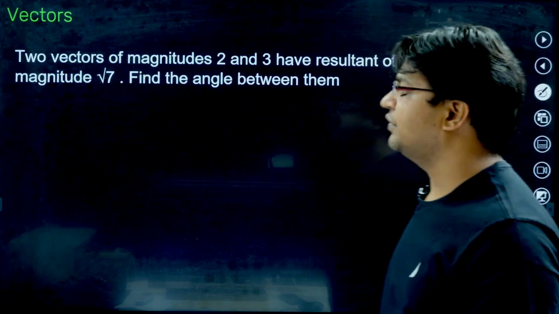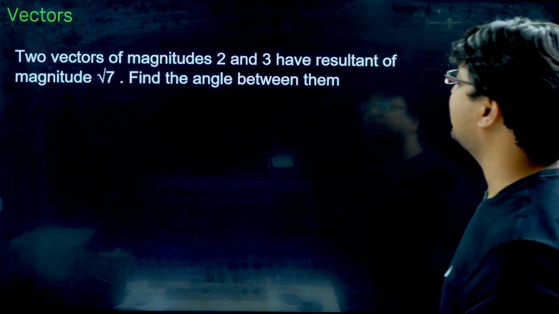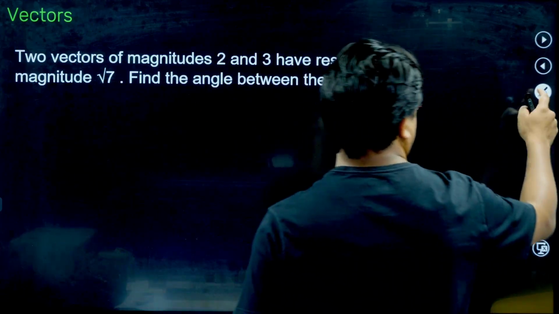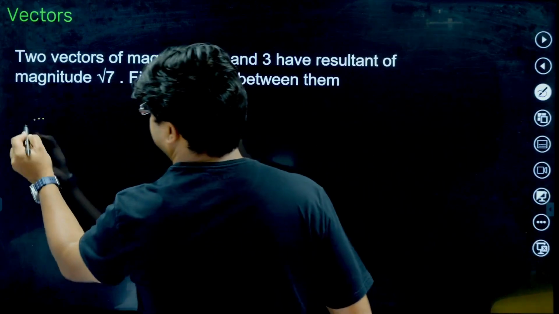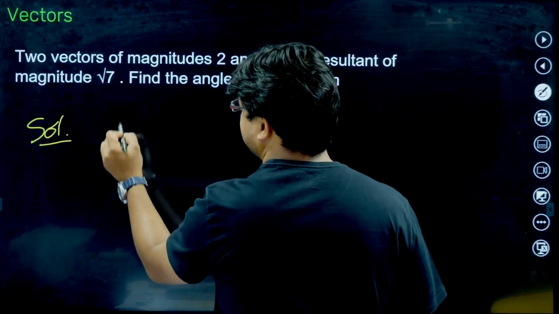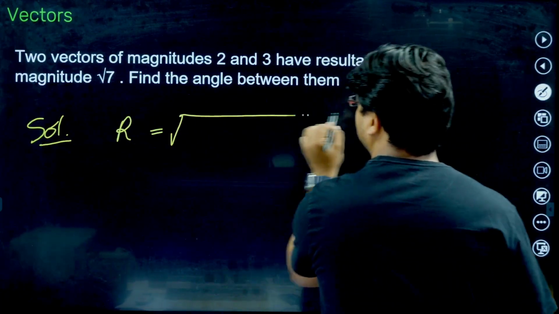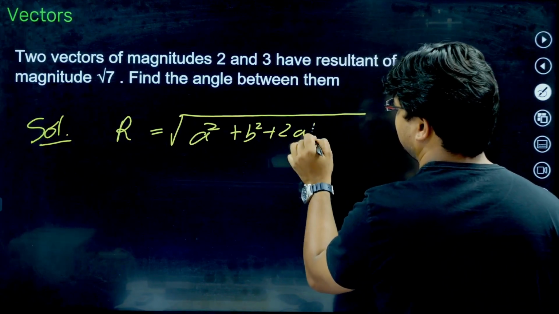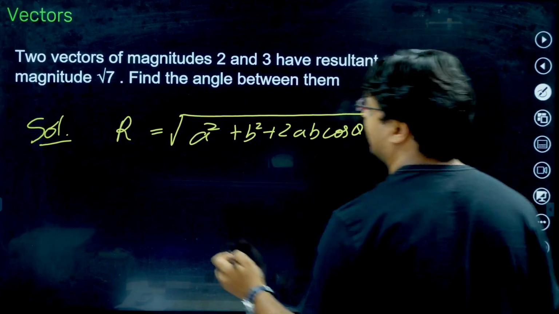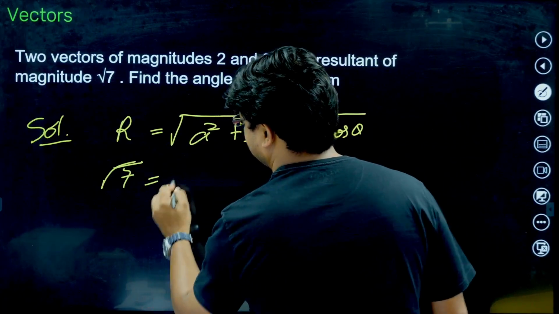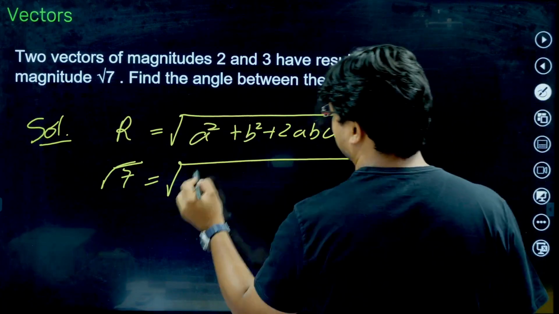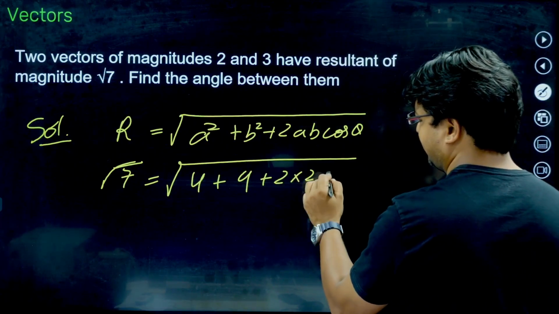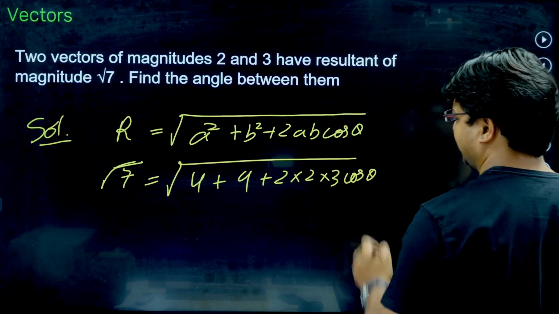So here is a question for us. Two vectors of magnitudes 2 and 3 have a resultant of magnitude root 7. Find the angle between them. Let's try it out. What we are saying is that r is equal to root of a square plus b square plus 2ab cos theta. Now r is root 7, and a square is 2 square which is 4, b square is 3 square which is 9, and 2 times 2 into 3 into cos theta is what we are getting.